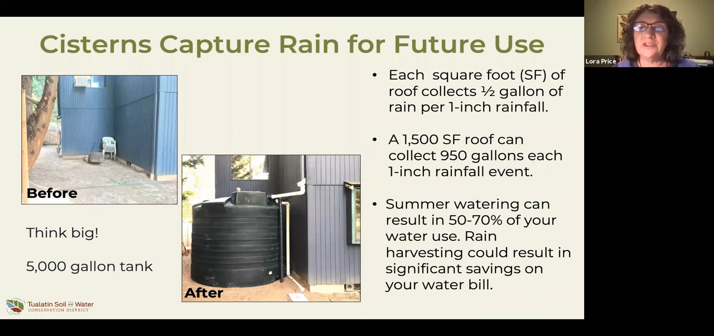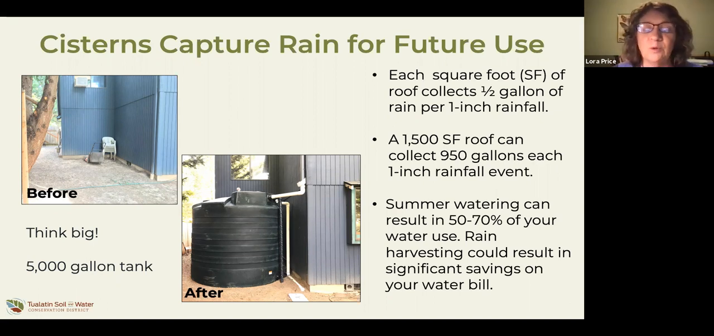So this is a fun fact. Each square foot of your roof collects a half gallon of water per 1 inch rainfall. So in other words, if you had a house that was 1,500 square feet, that collects almost 1,000 gallons each 1 inch rainfall. And how many inches do we get a year? About 35, 40 inches. So, you multiply that. That's a lot of rain that if it could be captured would be a pretty substantial contribution to watering our gardens.